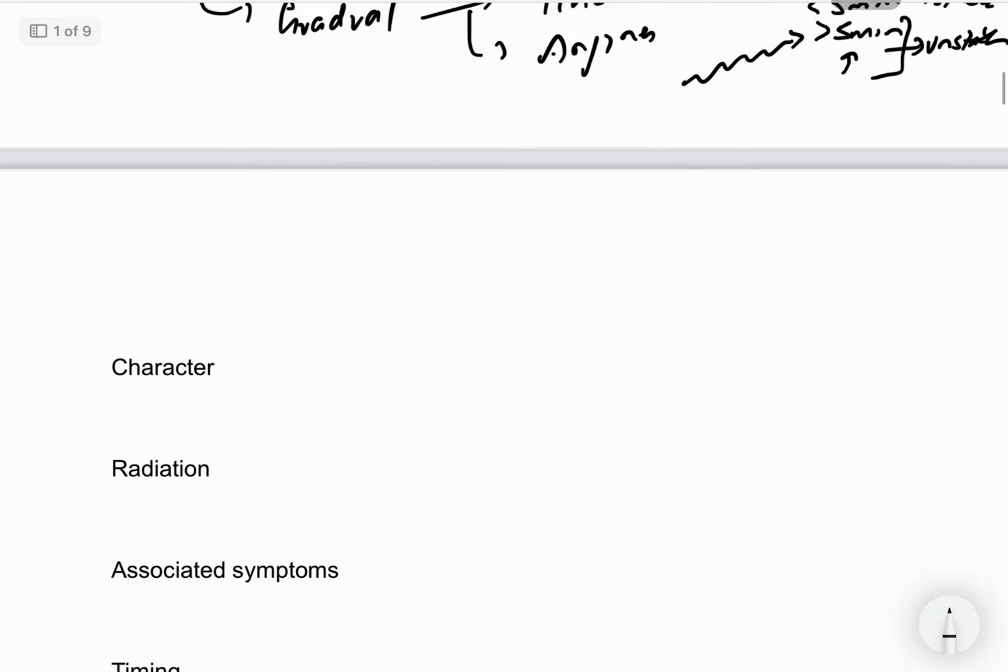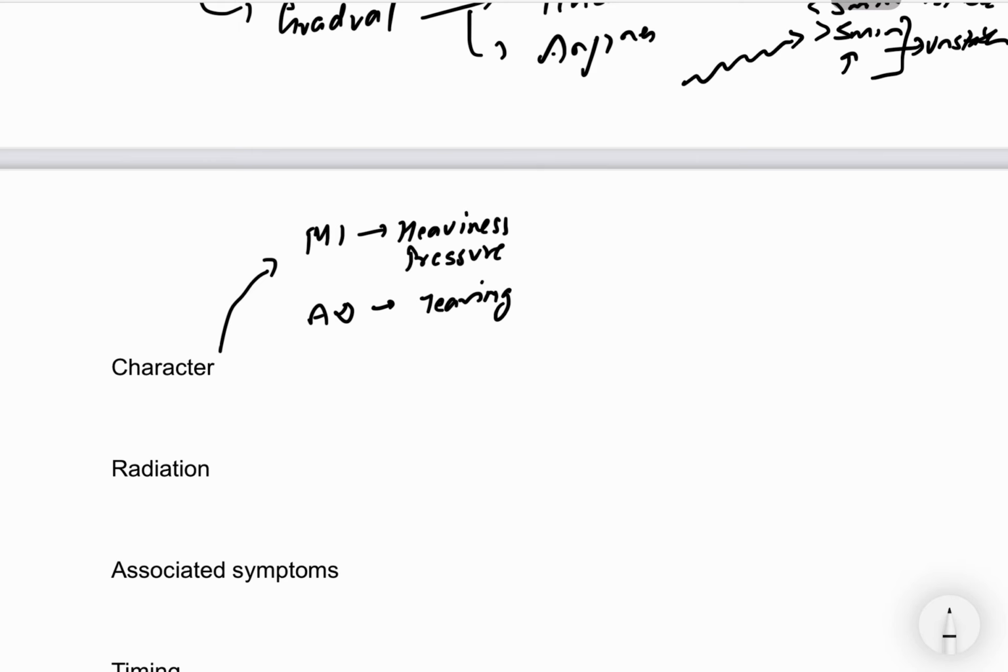After that we have to look for the character. In MI we have heaviness or squeezing or pressure-like sensation in the middle of our chest. In aortic dissection, that's a tearing type of chest pain in the central of our chest, which radiates to the back. And this is basically the character.